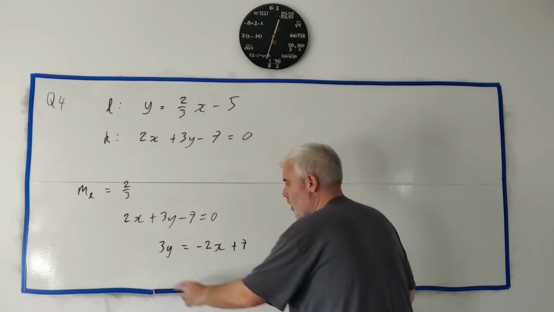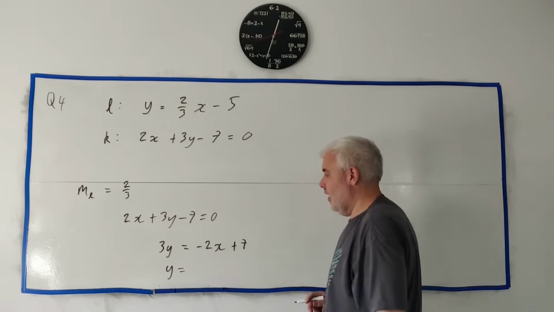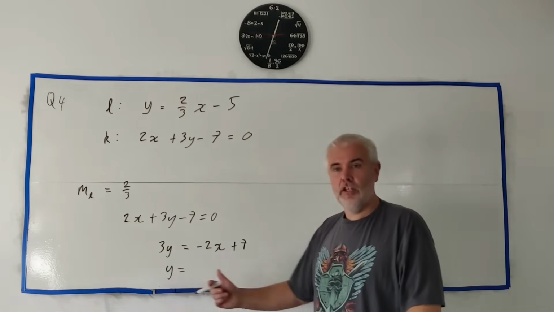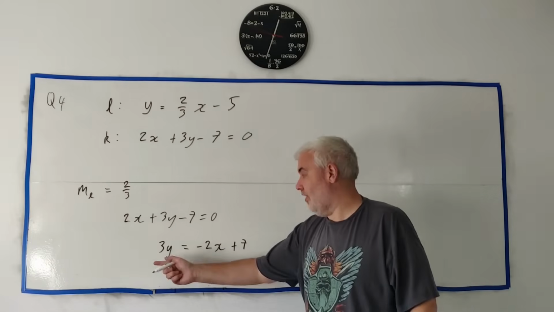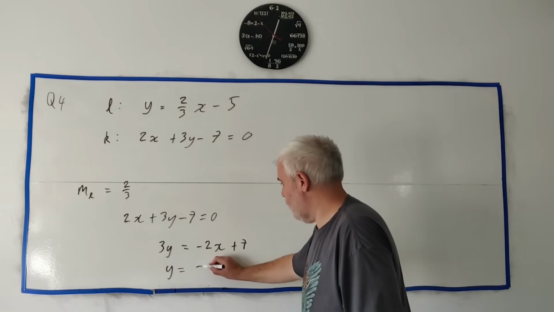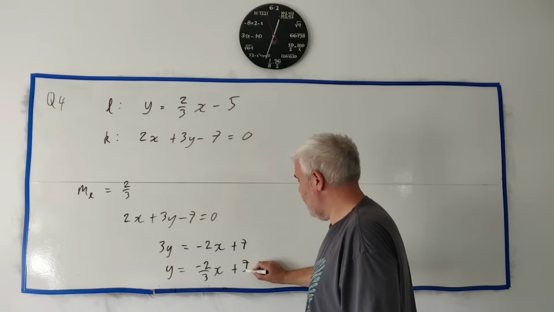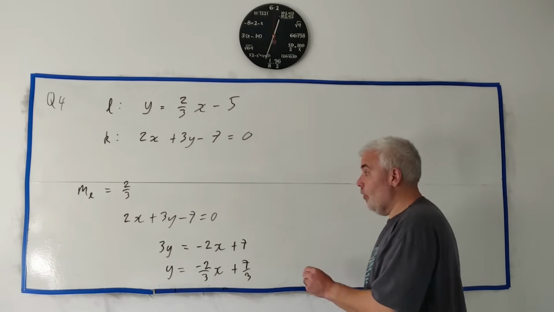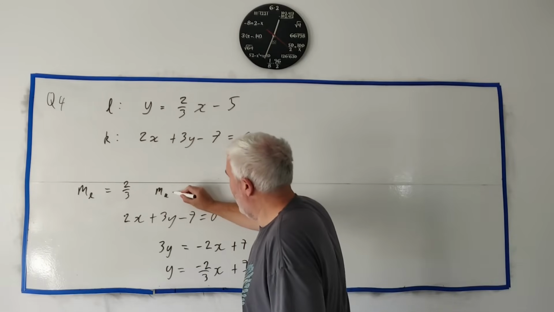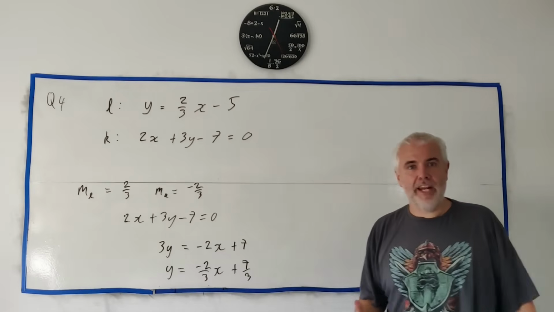Next, let's move this 3 over. It's a little more complicated to move the 3, especially to make it look like this. What we're doing is dividing the left by 3, so everyone on the right needs to get divided by 3 too. The minus 2 gets divided by 3 and the 7 gets divided by 3. But now we can just look at this and say the slope of k is equal to minus 2 over 3. So now we can answer this question.